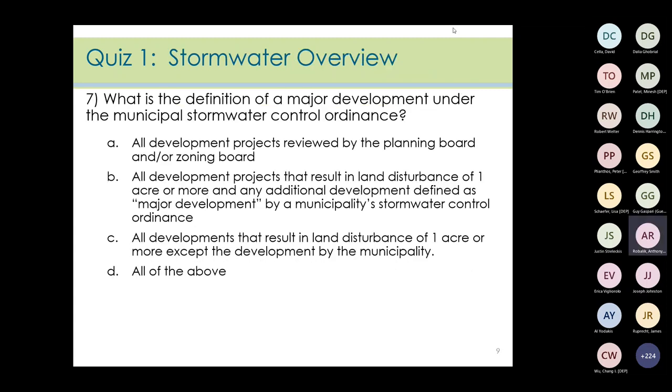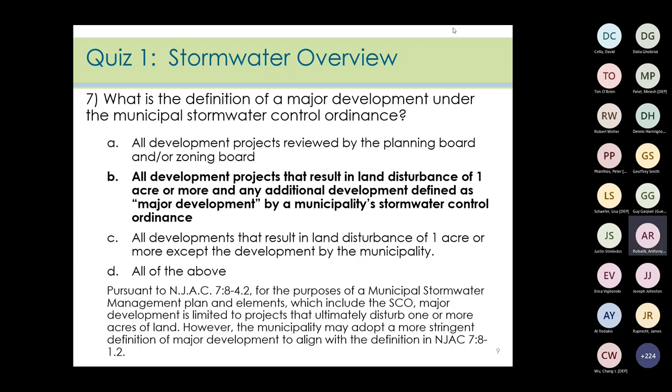Moving on to question seven. So what is the definition of a major development under the Municipal Stormwater Control Ordinance? And the answer to this is B, all development projects that result in land disturbance of 1 acre or more, and any additional development defined as major development by a municipality's stormwater control ordinance. And this is pursuant to N.J.A.C. 7:8-4.2. It's for the purposes of a municipal stormwater management plan and elements, and that includes the SCO. Major development is defined as B.